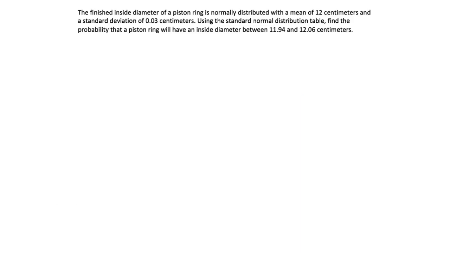The finished inside diameter of a piston ring is normally distributed with a mean of 12 centimeters and a standard deviation of 0.03 centimeters. Using the standard normal distribution table, find the probability that a piston ring will have an inside diameter between 11.94 and 12.06.